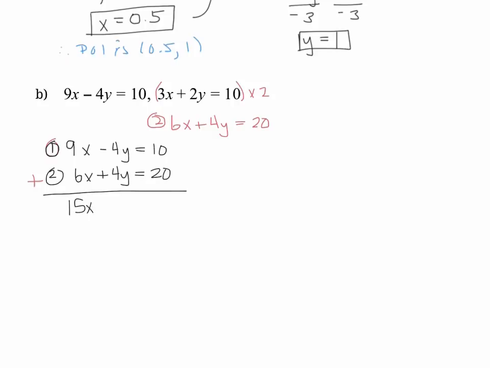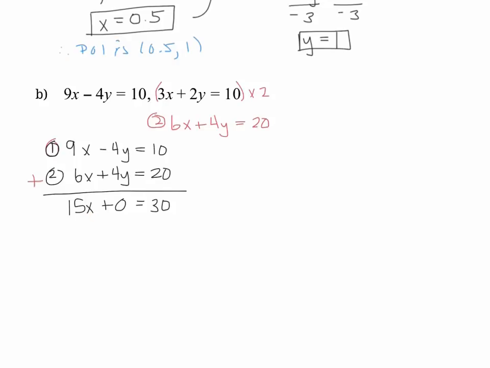But take a look at this guy. Negative 4 plus 4 is just going to be 0. So we have eliminated a variable, this time through addition. And then I have 10 plus 20 is going to make 30. And now I've got one equation and one unknown, so I can solve it.